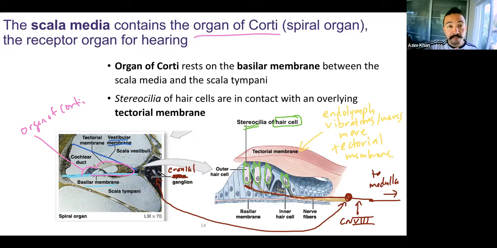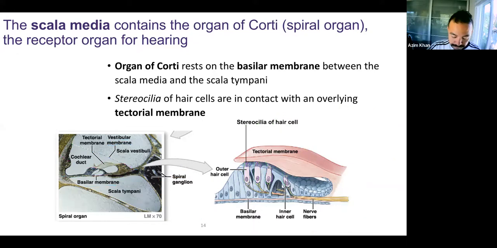Endolymph waves cause movement of the tectorial membrane. Tectorial membrane shifts stereocilia, which activates the hair cell, which activates that first order sensory neuron, which goes to the medulla, and then we'll see it go to the thalamus and then to the auditory cortex and the temporal lobe. That's how you hear things in a nutshell.